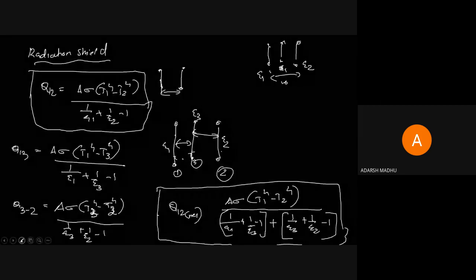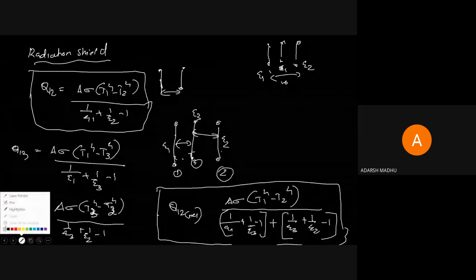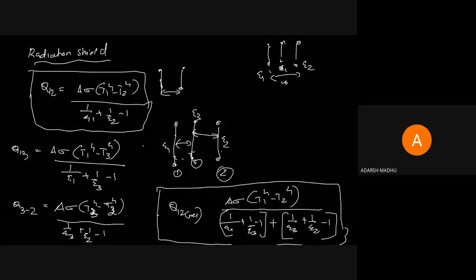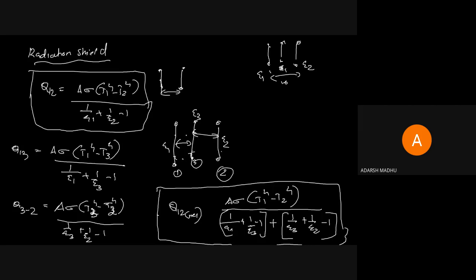minus 1). If there is a radiation shield, then the emissivity will be denoted as E3 and the temperature as T3. So we can write Q13 as A sigma (T1 raised to 4 minus T3 raised to 4) for 1 to 3, and the second one is 3 to 2. Simply, there are two planes and a radiation shield in the middle of them.